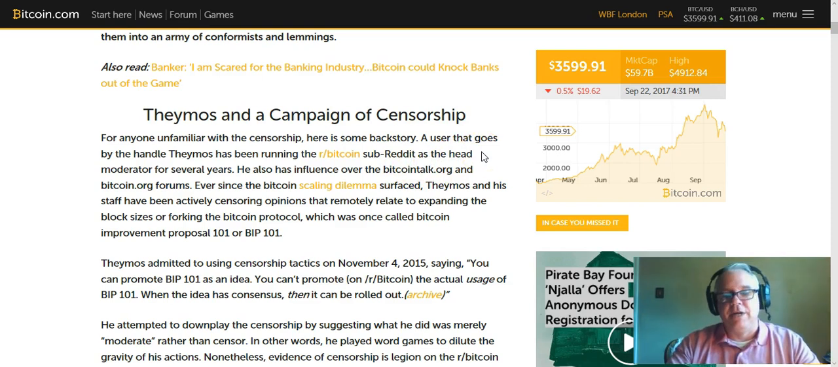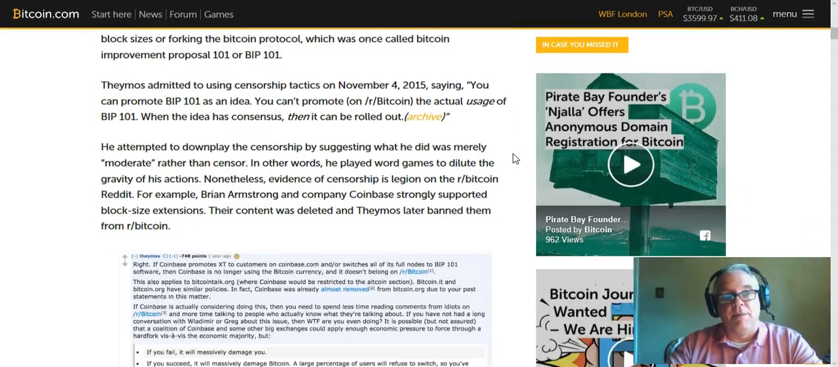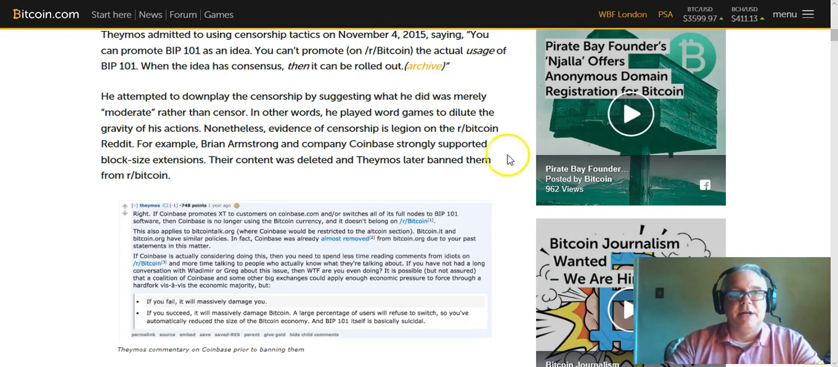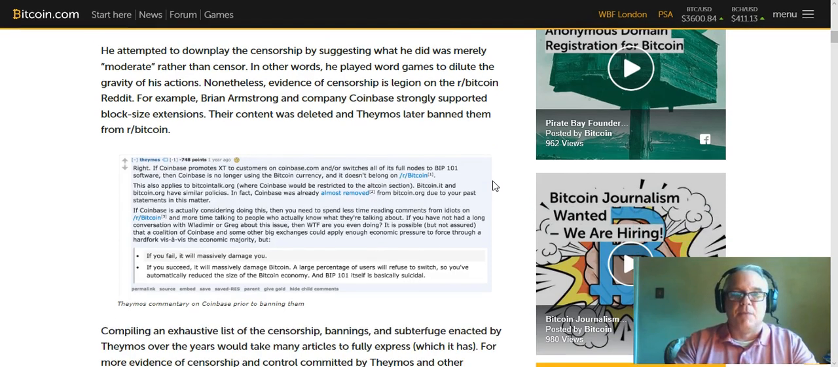He was the head moderator for several years and was just hammering people and really just had this campaign, like it says, of censorship to stop any kind of talk about Segwit coming forth. And it says here that he attempted to downplay the censorship by suggesting he was merely moderating rather than censoring. In other words, he played word games to dilute the gravity of his actions. Nonetheless, evidence of censorship is legion on our Bitcoin Reddit. For example, Brian Armstrong and company Coinbase, which is very well known, I use Coinbase, strongly supported block size extensions, so making the block sizes larger to be able to support the extra traffic. Their content was deleted, and Thamos later banned them from our Bitcoin.